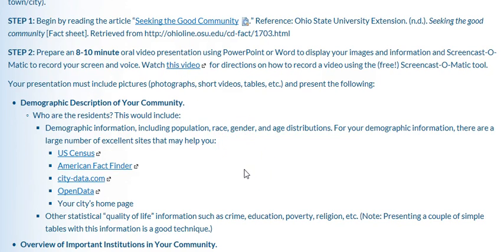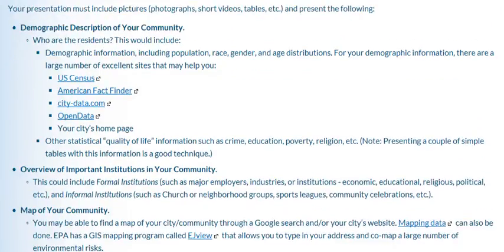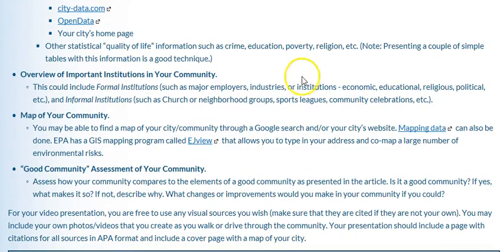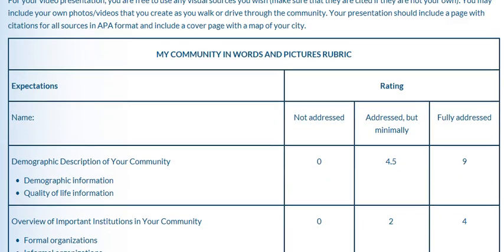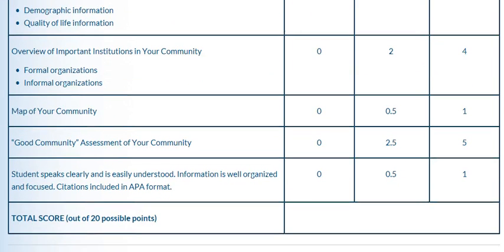Who are the residents? You can use a number of sources to describe the residents of your community. You're going to talk about the institutions. You're going to give a map of the community and a good community assessment of your community using the article previously noted. Please make sure that you follow the rubric so you know how points are ascribed to this assignment.